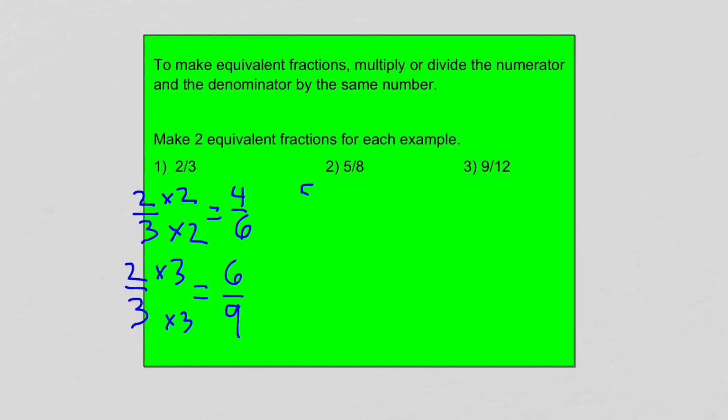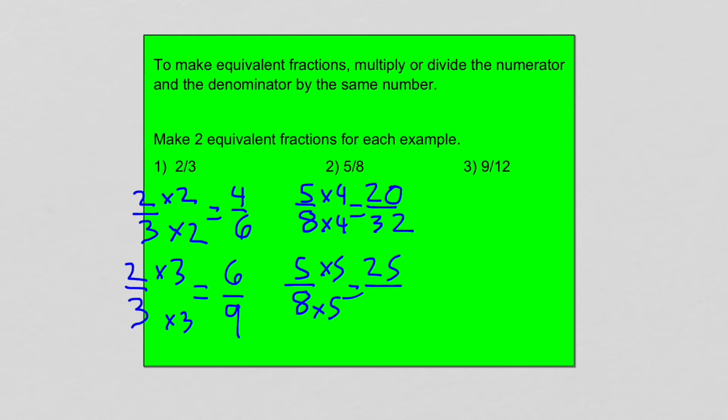For 5/8, maybe I'll do 5 times 4 and 8 times 4. And I'll get 20/32. Or maybe I'll do 5 times 5 and 8 times 5. And I'll get 25/40.